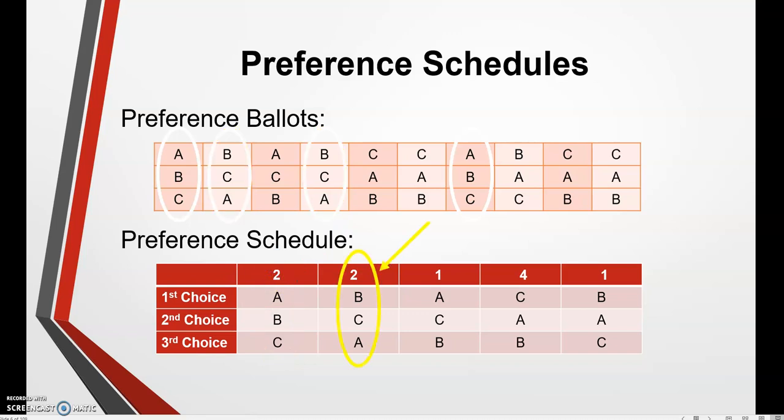Next, we move on. We have BCA. Again, there were 2 voters that ranked them in the order BCA, so there's a 2 at the top of that column. And we repeat this pattern. There's 1 ACB, 4 voters ranked them CAB, and then you have 1 that ranked it BAC. So we can take these 10 ballots and combine them into a single preference schedule where we are indicating how many voters ranked the candidates in each ranking.